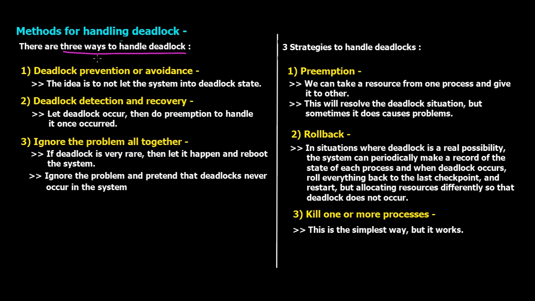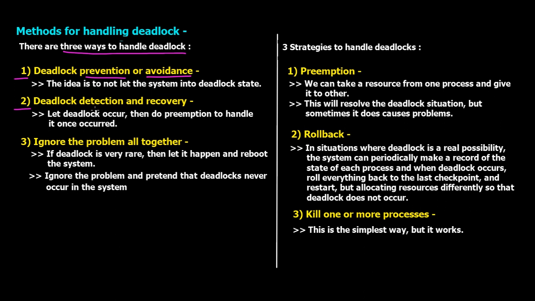Now the 3 ways are deadlock prevention or avoidance, which means that the idea is to not let the system into a deadlock state itself. So even before the deadlock happens, you predict that there is going to be a deadlock happening depending upon those conditions that we discussed in the previous slide. So if those conditions are going to be true, you make certain calculations and you avoid the deadlock happening itself. Okay, so this is method number 1.